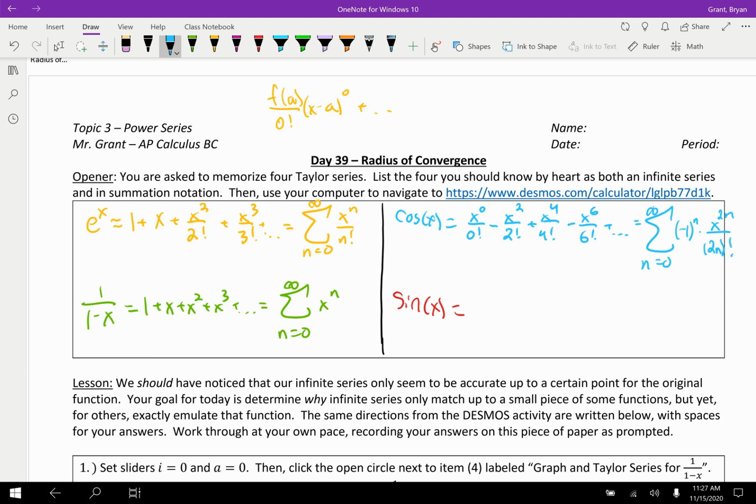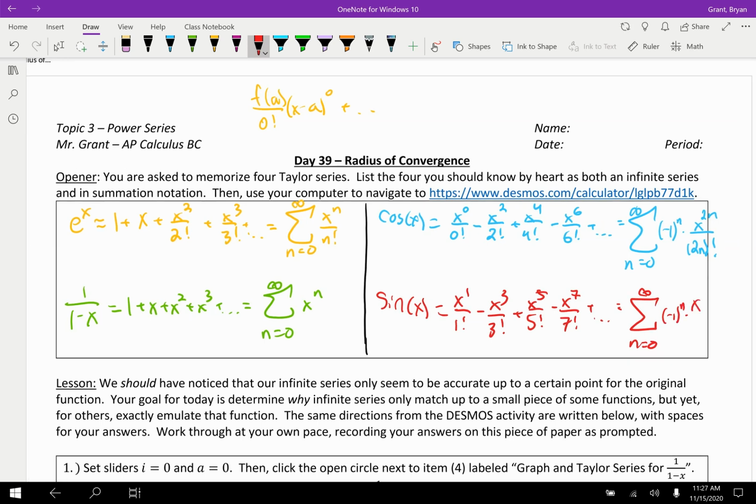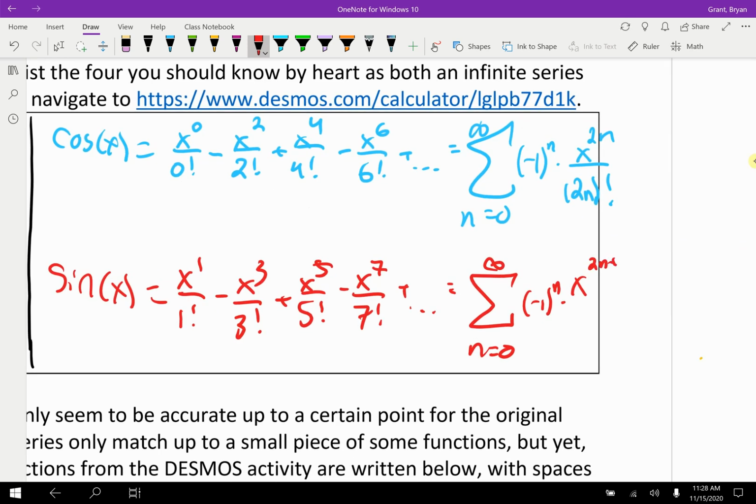It looks pretty good. And then sine is our odd function. So same idea, but making sure that we start at odd exponents. There we go. From 0 to infinity, negative 1 to the n again. But this one, I think we need to change our exponent slightly. It needs to be 2n plus 1 over 2n plus 1 factorial. Nice.